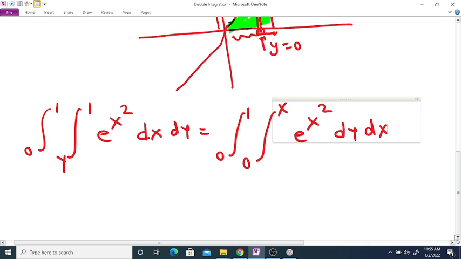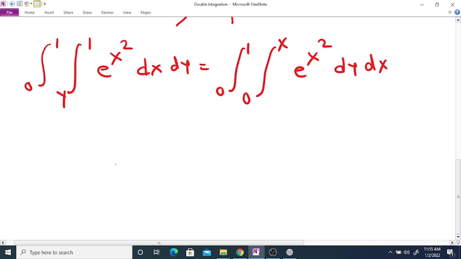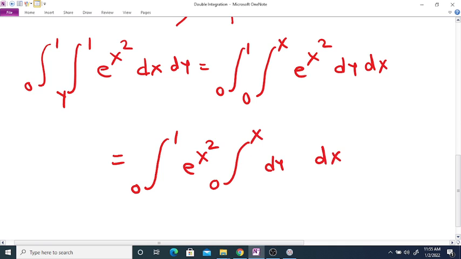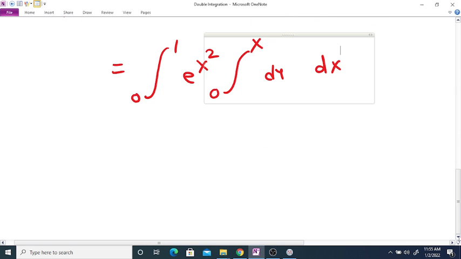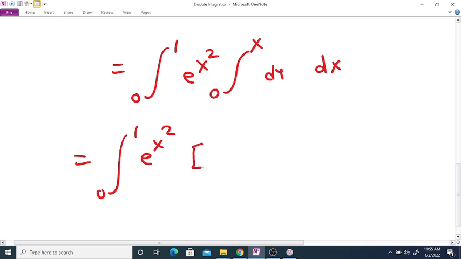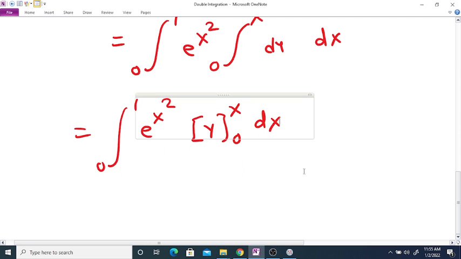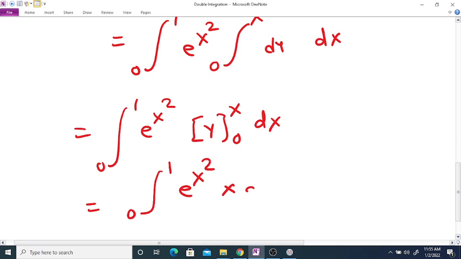Now here first we want to evaluate the integration with respect to y. This e raised to x square is a constant term, so take it outside, and it is the integration from 0 to x of dy dx. The integration of dy is y, so this is equal to the integration from 0 to 1 of e raised to x square times y from 0 to x dx. If we put in the upper and lower limits, it is equal to the integration from 0 to 1 of e raised to x square times x dx.